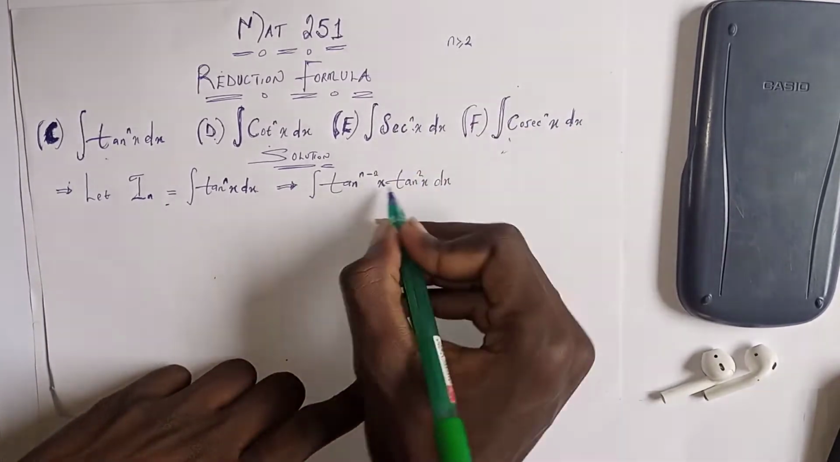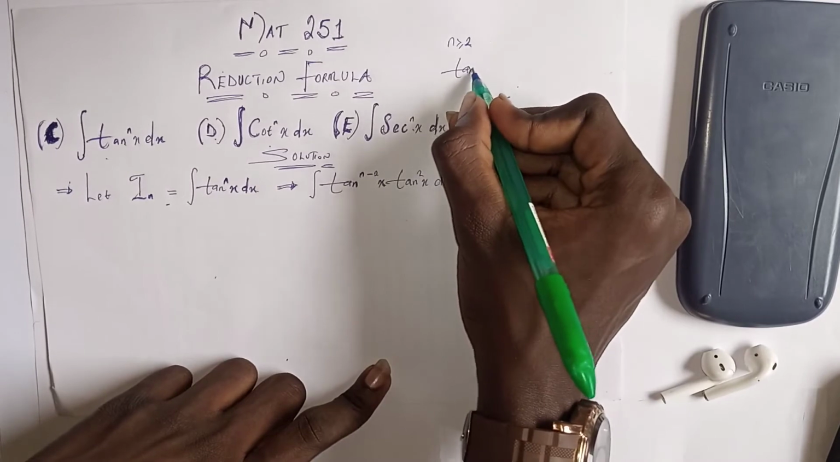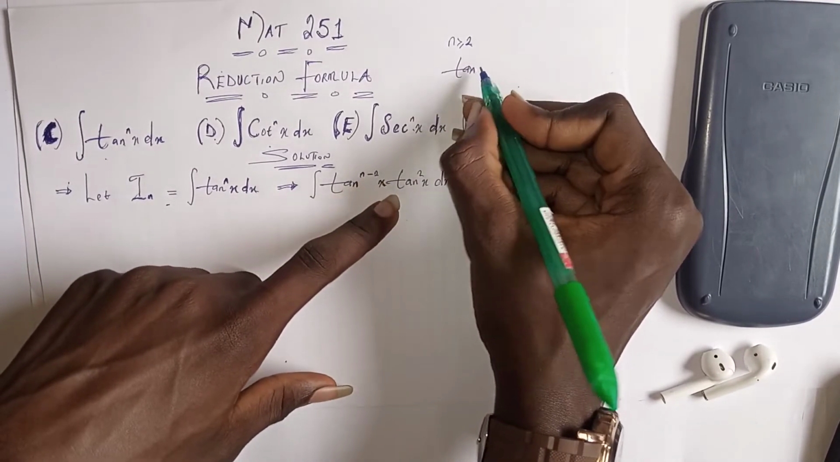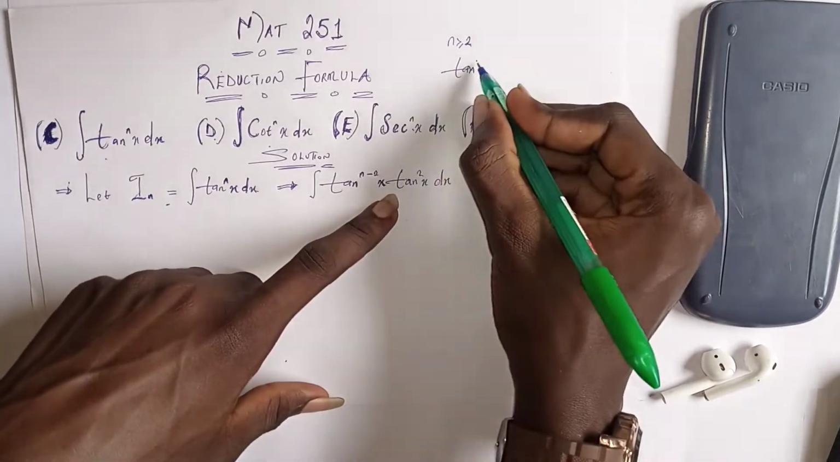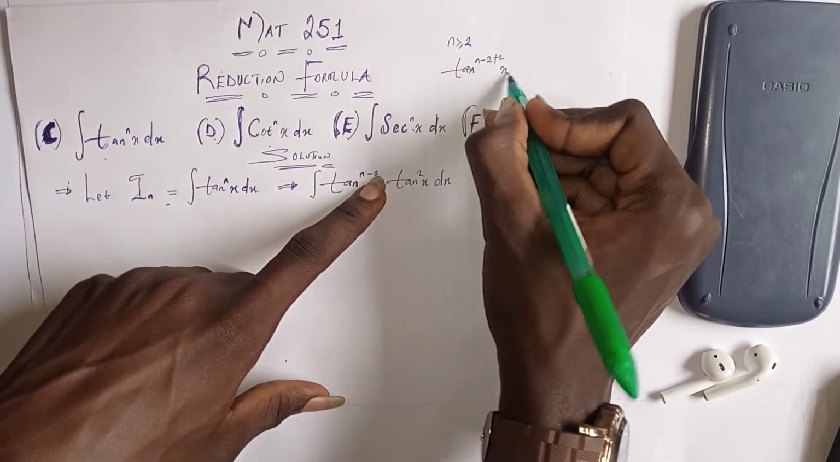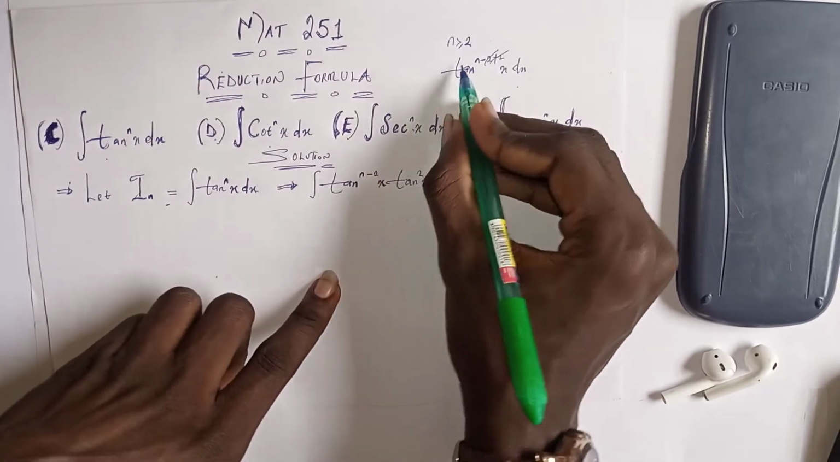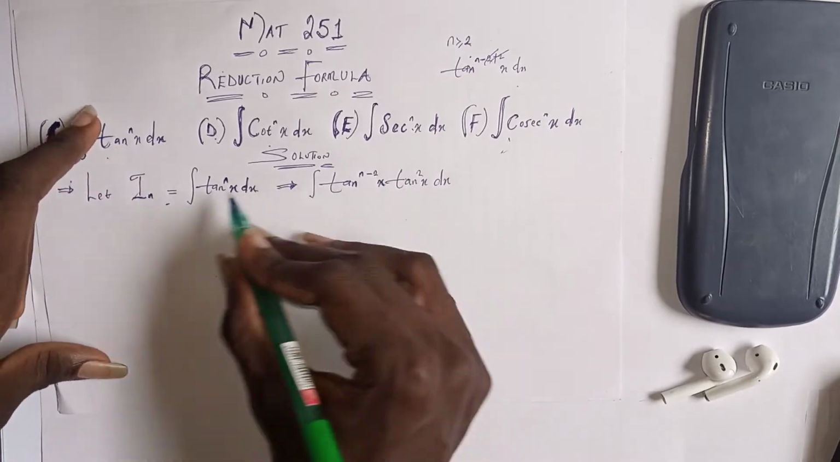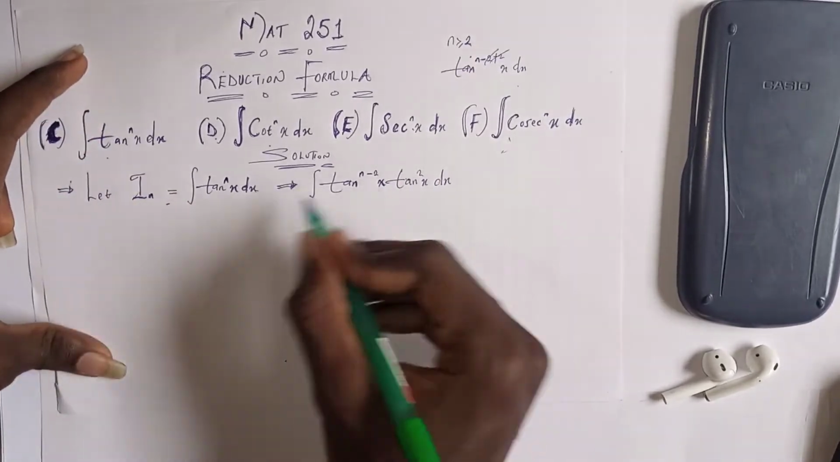So that means in this case, we've not done anything wrong to the question. When you have tan n minus 2 of x times this, you are actually adding up the powers: n minus 2 plus 2 of x dx. So this cancels this, you still have tan nx dx. So I've not done anything wrong with the question. These two still say the same thing.